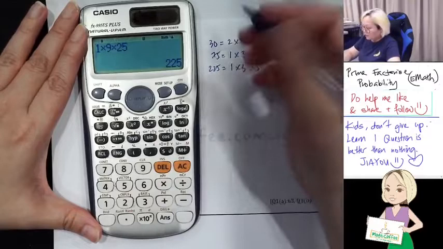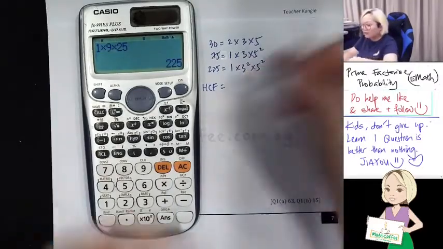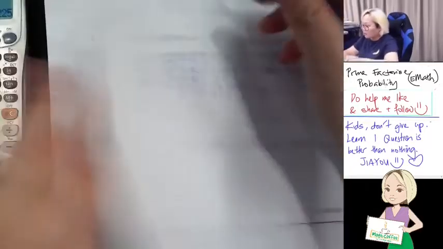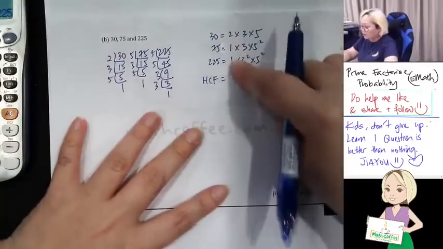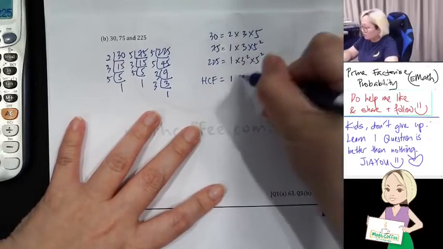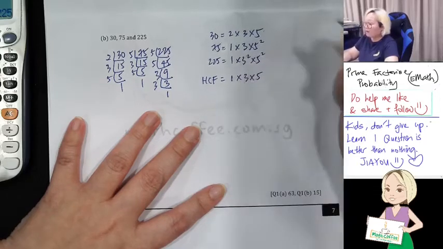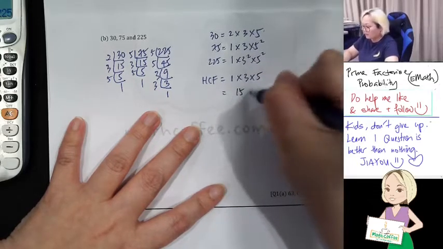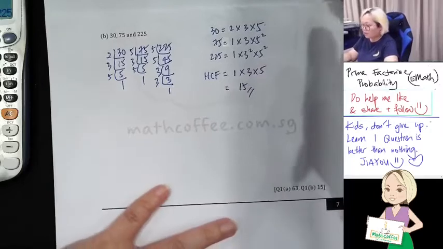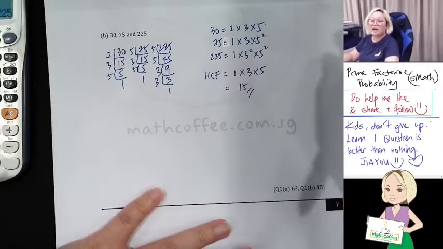Also correct. So let's take the HCF. Remember, for HCF, take the lowest from each column. So the first column, lowest is of course 1. 3 and 3 to the power of 2, lowest of course is 3. 5 and 5 to the power of 2, lowest is 5. And the answer is 15. Yes, Raphael, good. Okay, so HCF is 15. So this is how I do my HCF.